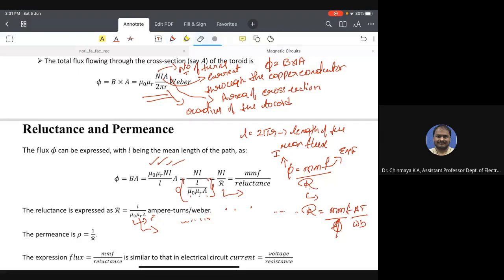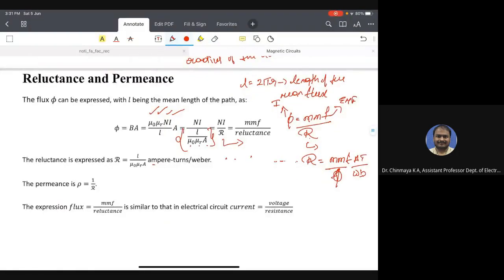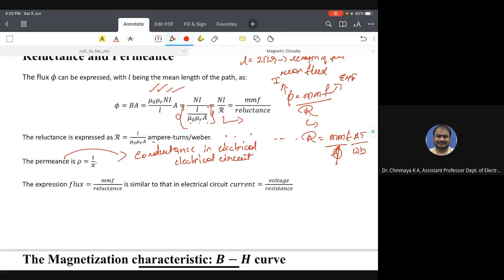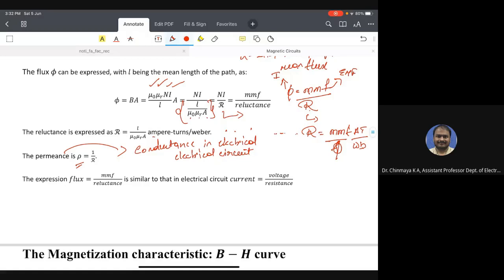Ampere turns per Weber. The inverse of the reluctance is permeance. Permeance is similar to the conductance in an electrical circuit, and it is represented by rho, which is equal to 1 by R.